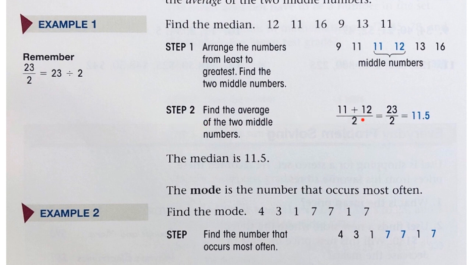So find the average of those 2 middle numbers. Add them up, and there's 2 numbers. 23 divided by 2 is 11.5. So the median is 11.5.